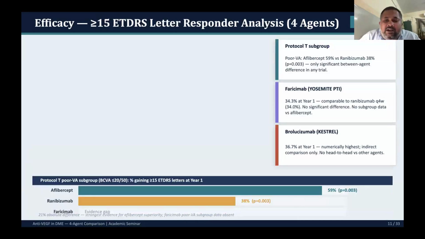So again, with regards to efficacy, if we're looking at the Protocol T poor visual acuity subgroup, which was BCVA less than 20/50, the percentage of patients gaining 15 ETDRS letters or more at the end of year 1, with aflibercept, we could achieve up to 59%, which was phenomenally high. With ranibizumab, it's 38%. So there was a very significant difference. For faricimab and brolucizumab, there is a bit of an evidence gap that's yet to be ascertained.